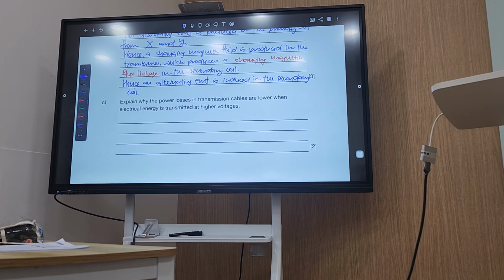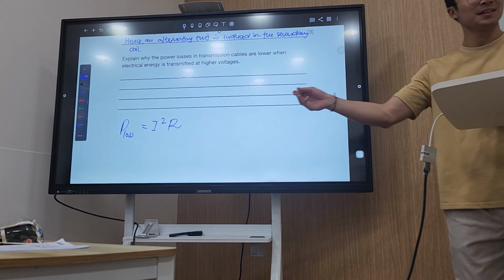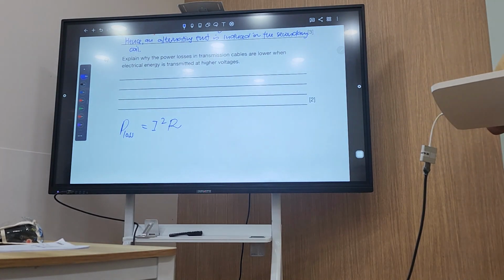Not resistance. What was your current? Yes, it will decrease. Why keep talking about resistance? Okay, your power loss. What's the power loss formula? I squared R. Your R does not change. This one is the one that you decrease.